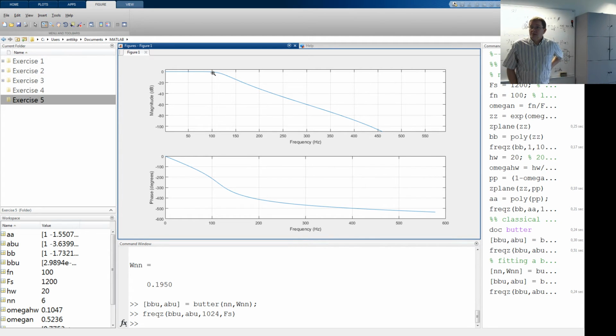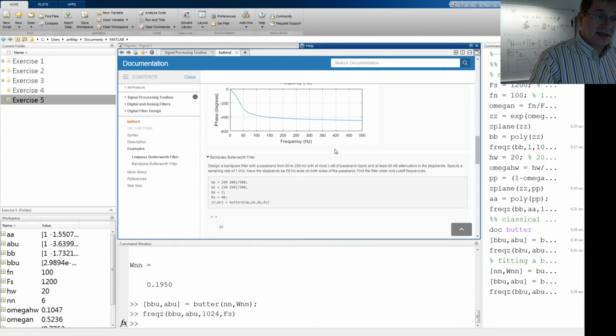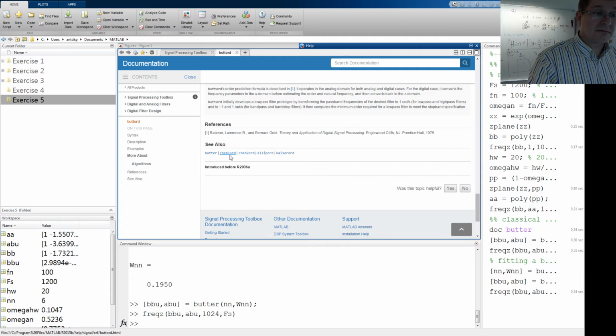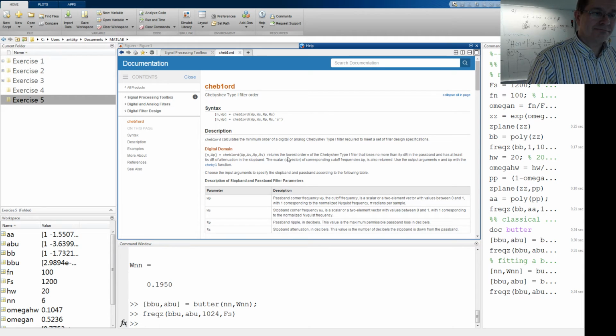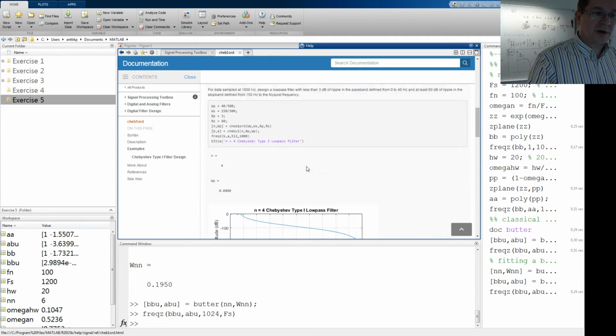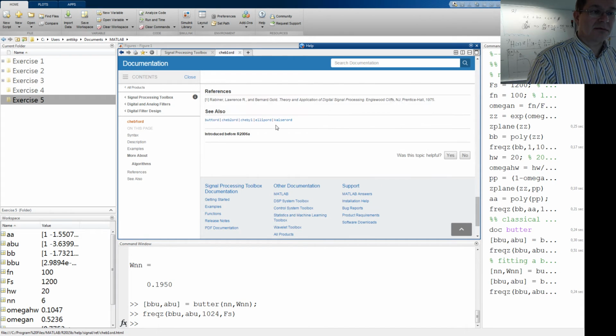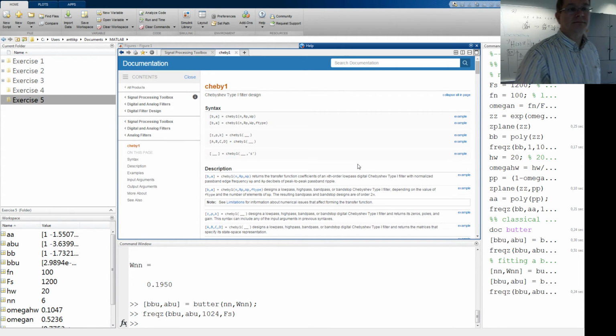Basically, you can do similar kinds of designs also with the Chebyshev one and the elliptic. They all have similar helping functions. So let's see, buttord, cheb1ord. Yeah, there. Cheb1ord would be used with the Chebyshev one filter design subroutine. Okay, and elliptic also. You can play with those.